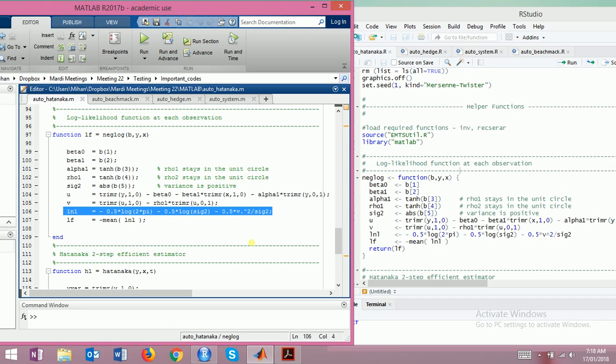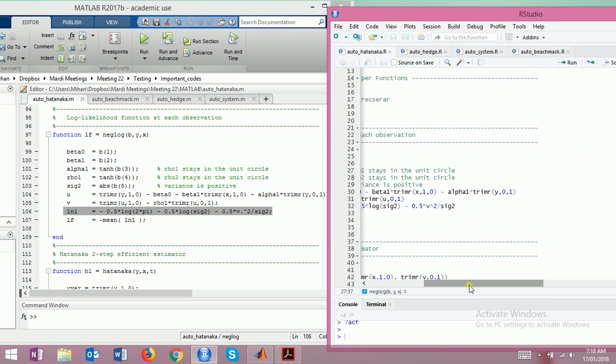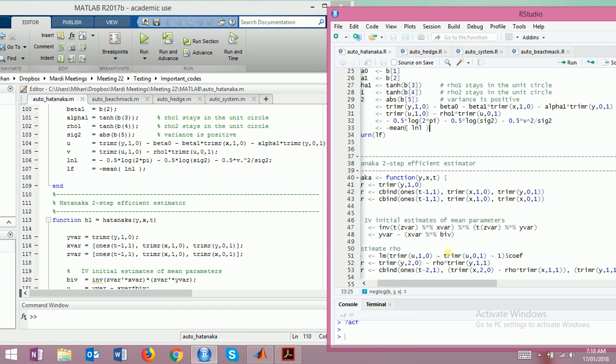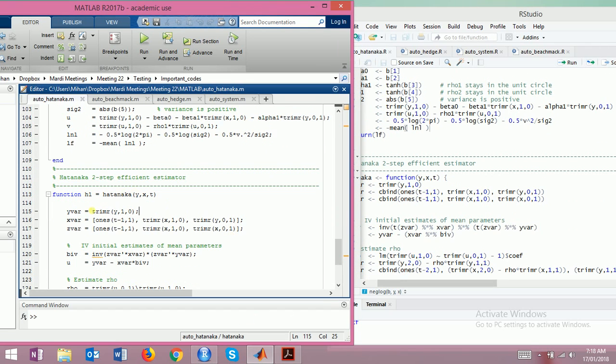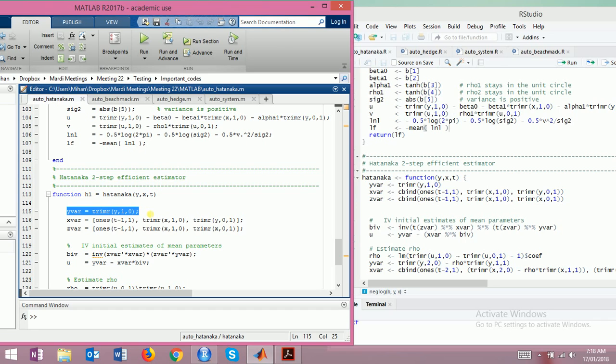log likelihood function. Trimmer y10, trimmer y01, minus beta naught, minus beta 1, trimmer x10. Log likelihood function, then the two-step Hatanaka efficient estimator. Hatanaka y, x and t. Y bar trimmer y10. Okay, y variable is trimmer yt minus 1, y10. Then x var is ones t minus 1 rows, 1 column, ones t minus 1 1.